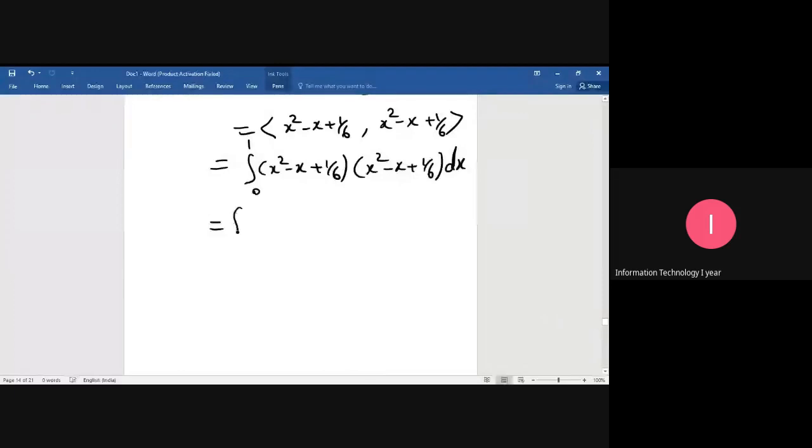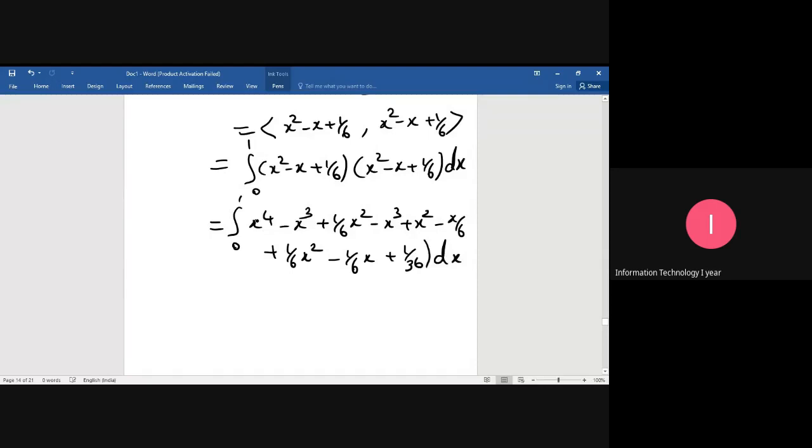So this is equal to the integral from 0 to 1. Multiplying the brackets: x to the power 4 minus x to the power 3, x square into x, plus 1 by 6 x square. The second term multiplication is minus x cube plus x square minus x by 6. The last term multiplication is 1 by 6 x square minus 1 by 6 x, then 1 by 6 into 1 by 6, 1 by 36, into dx.